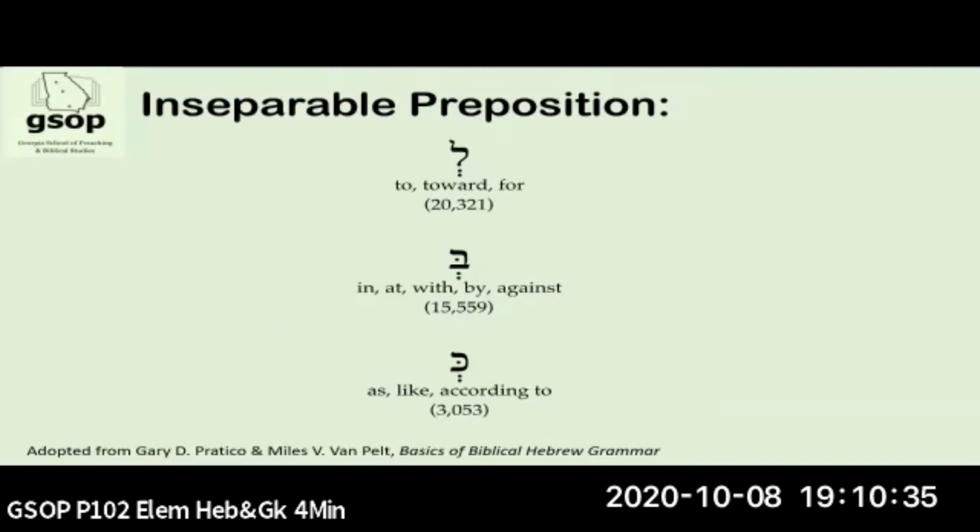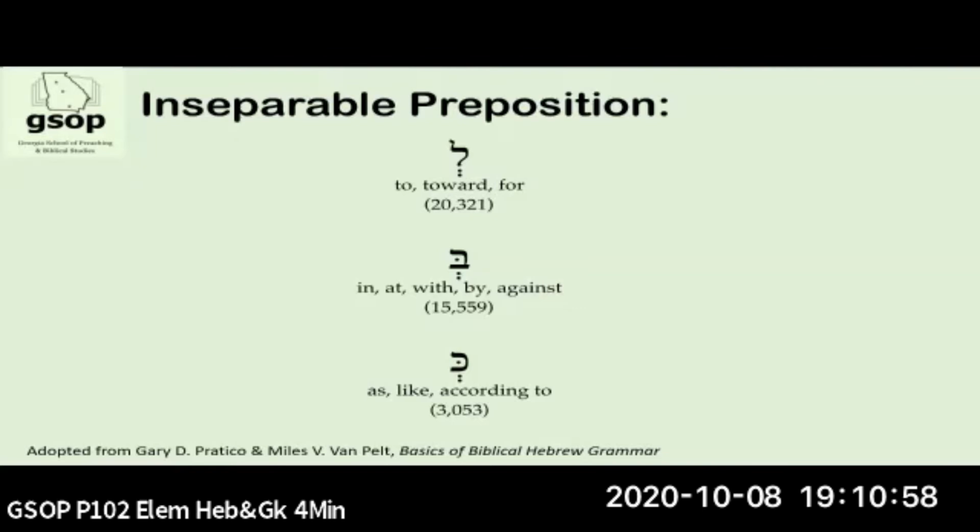Okay, then we're going to end with prepositions. There are lots of prepositions to deal with, but we're only going to look at what are called the inseparable prepositions. In other words, a prefix added to the word. So we can add the conjunction like vav, we can add an article like the ha, and now we can add a preposition.